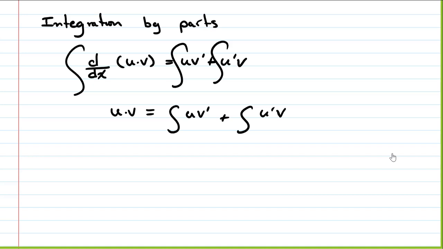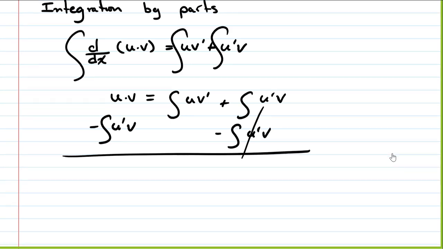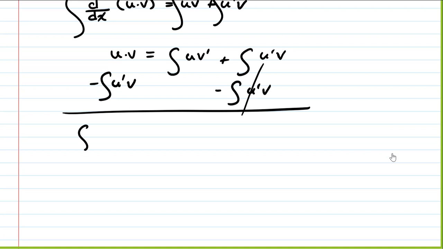So we could then subtract this integral from both sides of the equation. So we subtract the integral of u prime v from both sides, so those reduce out, and that leaves us with the integral of u v prime is equal to u times v minus the integral, and I'm going to write the integrand in the other order, v u prime.